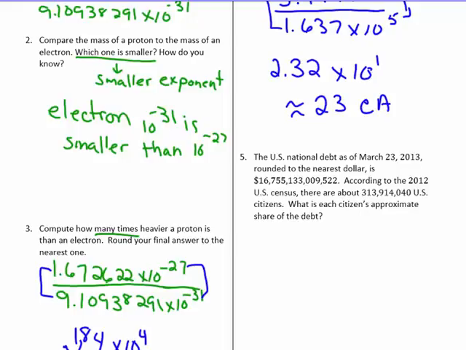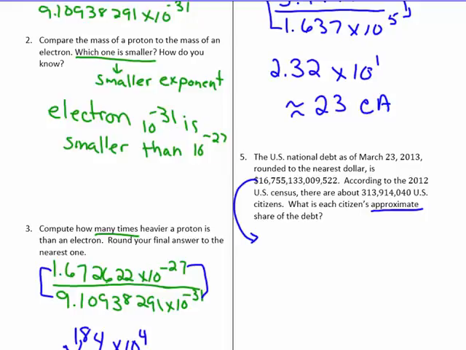Okay. The U.S. national debt as of March was rounded to the nearest dollar. According to the 2012 U.S. Census, there are about that many U.S. citizens. What is each person's share of the debt? We're going to write these in scientific notation. Since it says approximate, I'm going to round these to the nearest billion.